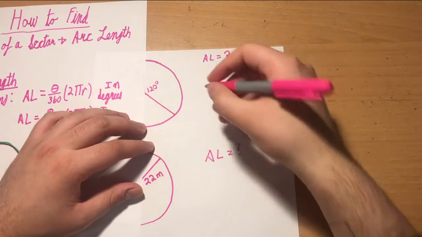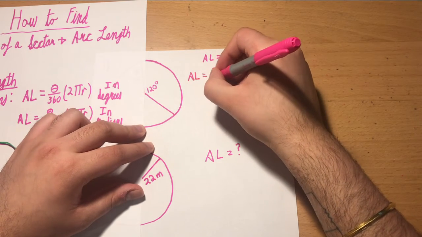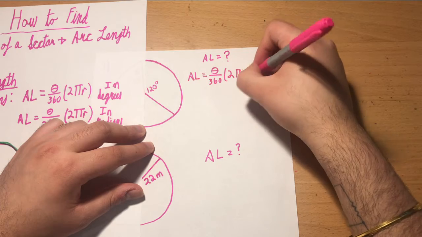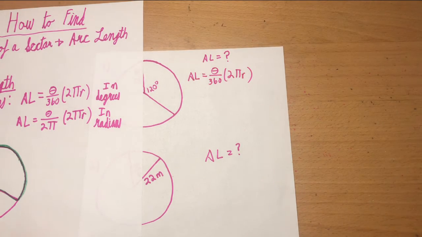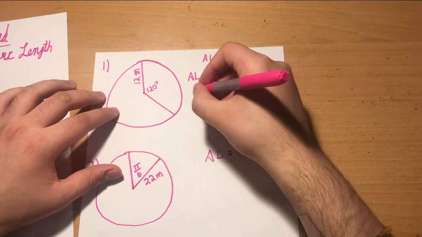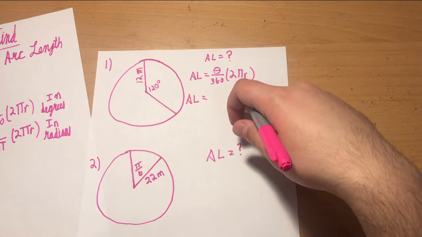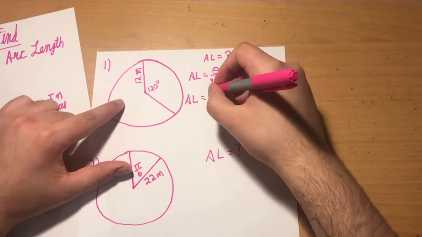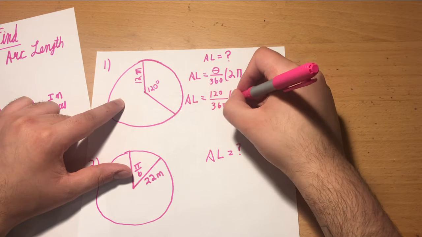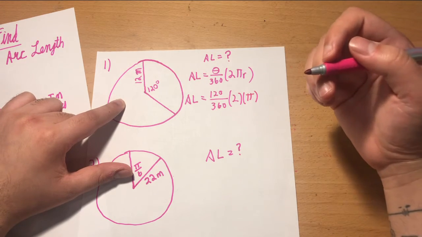So we narrowed down the equation to use. So let's just fill that out. Let's just write the equation down. Arc length equals theta over 360 multiplied by 2 pi r. Okay? Now from here, let's start filling in the information we have. We're looking for arc length. Okay, so that's not given to us. We'll just continue to have that be AL for arc length. We're given theta, right? We're given the angle measure. So that's 120 degrees over 360. And that's multiplied by 2 times pi times r, which is the radius. And they give us the radius as being 12.